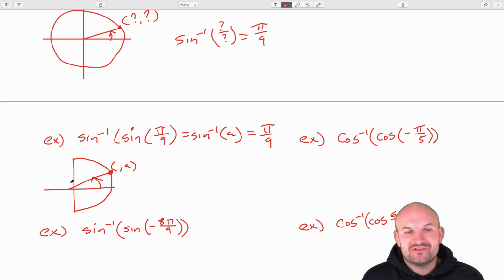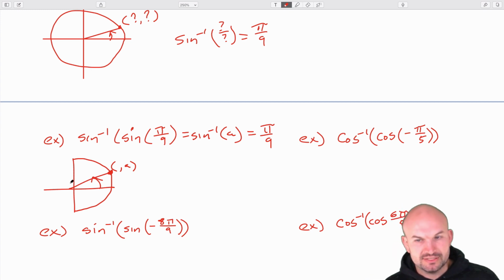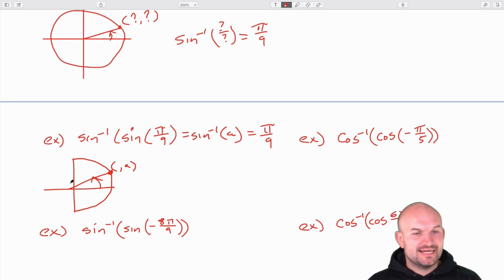The typical inverse operations undo each other within the same restriction, so you don't have to worry about the restrictions. However, once you get outside that first quadrant, it matters. So again, we don't want to just say, oh, the answer is negative pi over 5. No, it doesn't work like that.